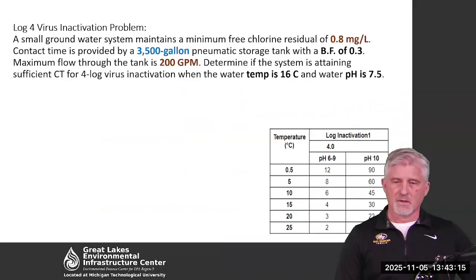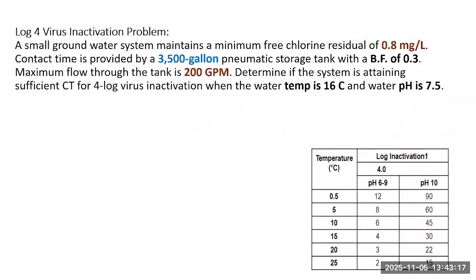All right. So we can do a 4 log virus inactivation problem. In this example, we've got a small groundwater system that maintains a minimum free chlorine residual of 0.8 parts per million. Contact time is provided by a 3,500 gallon pneumatic storage tank. The baffling factor is 0.3. The maximum flow through the tank is 200 gallons per minute. Determine if the system is attaining sufficient CT for 4 log virus inactivation when the water temperature is 16 degrees Celsius and the water pH is 7.5.